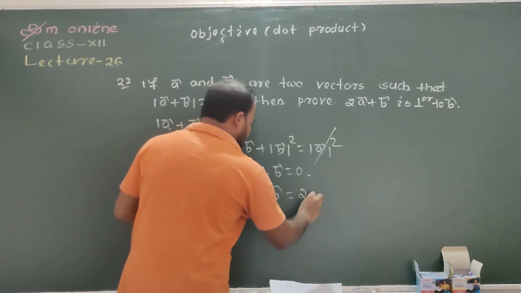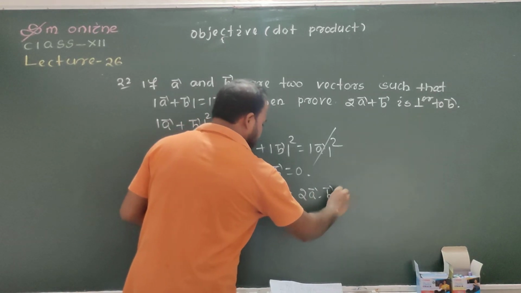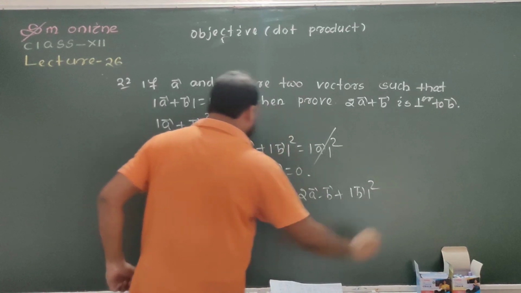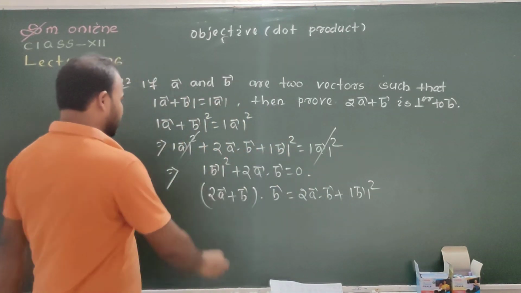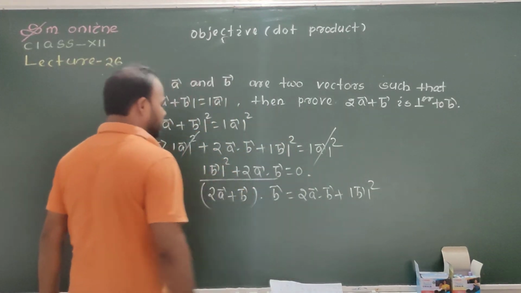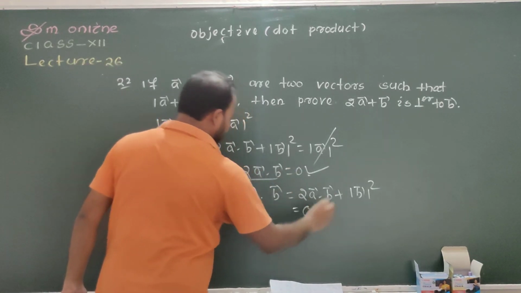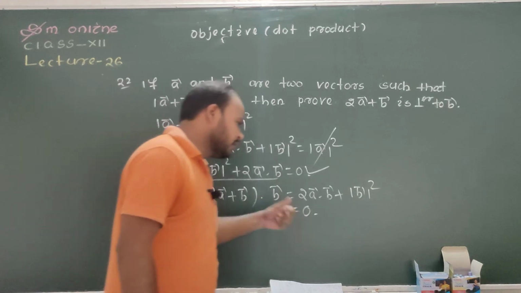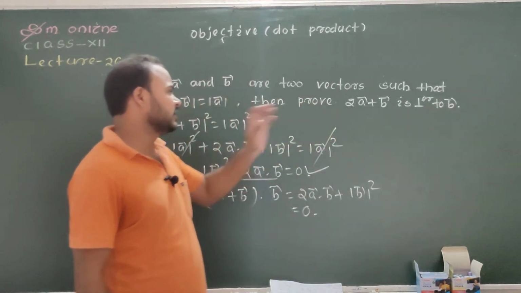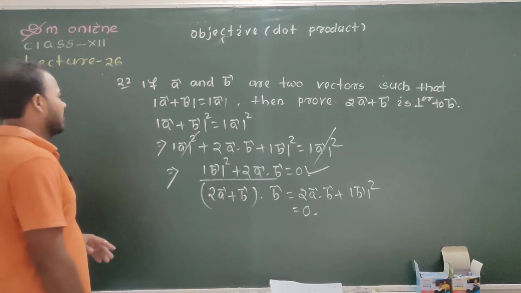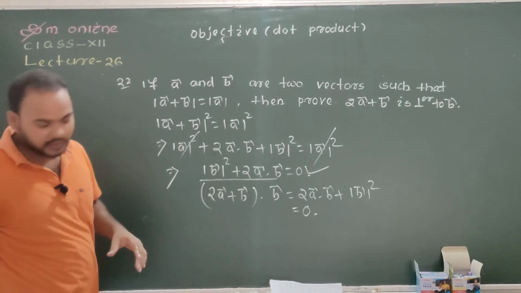This is equal to 2 into vector A dot vector B plus vector B dot vector B, that is magnitude of vector B square. So magnitude of vector B square plus 2 into vector A dot vector B is equal to 0. So their dot product is 0, which means they are perpendicular to each other. Now come to question number 23.